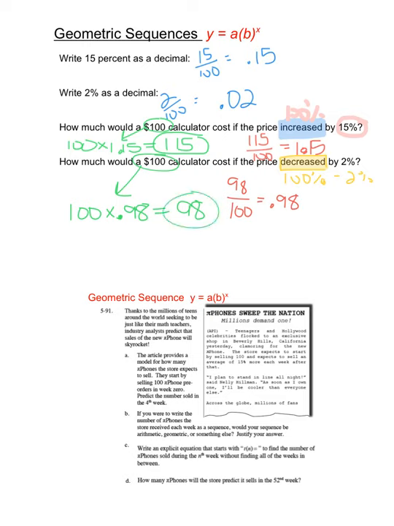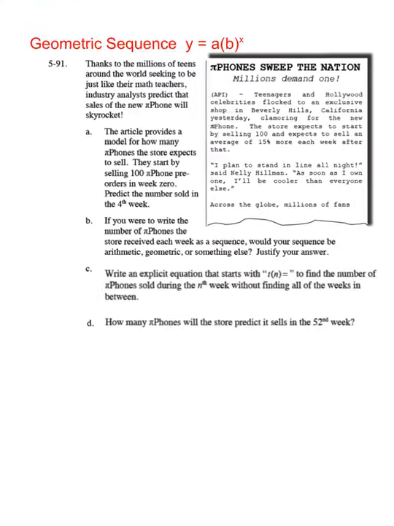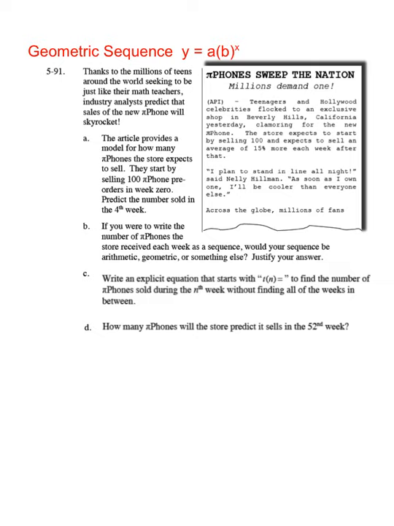Let's do a couple word problems using this percent multiplier, which is called a geometric sequence. I'm going to have us skip reading the entire story, but just get to the big ideas. So a store is selling something called a pie phone, like an iPhone, a pie phone. And the store expects to start by selling 100, and expects to sell an average of 15% more each week.